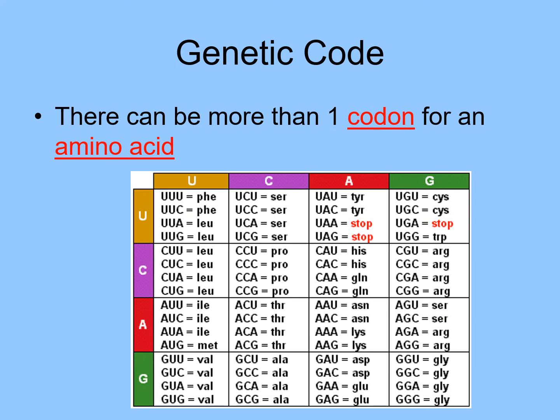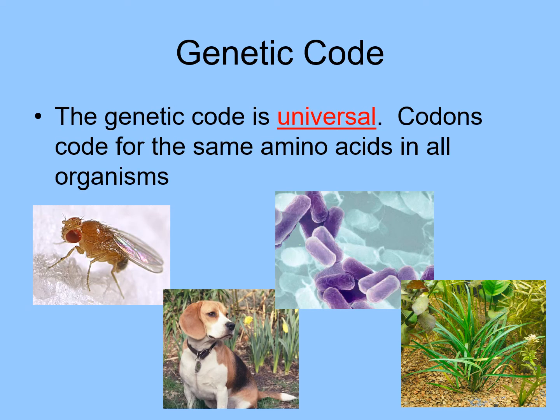Now, you can have more than one codon for each amino acid. Like I was mentioning, this is just another chart that makes it a little bit easier for you to read. And the genetic code is universal, meaning it doesn't matter what creature you are. AUG will mean the same thing in every creature in nature. CCC will be the same thing for every creature in nature.